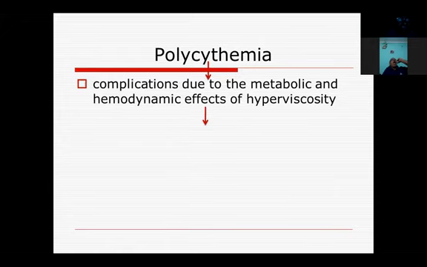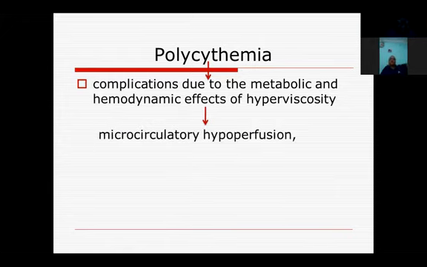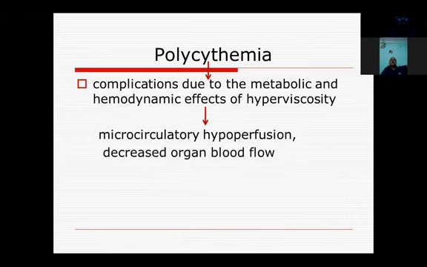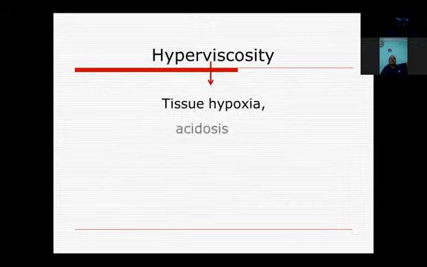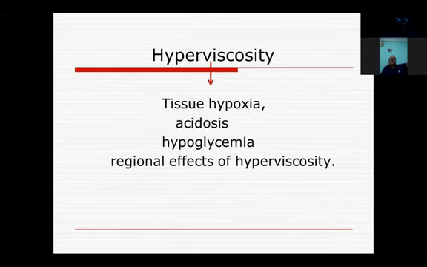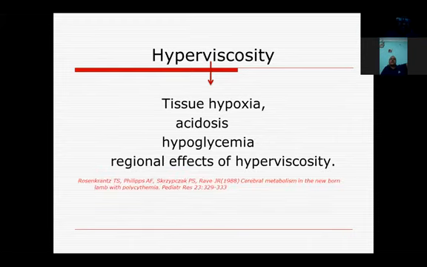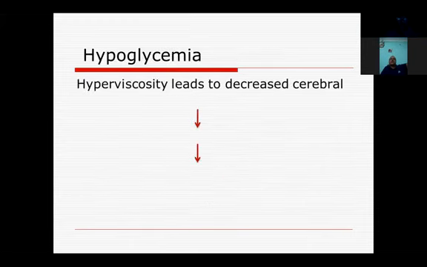So polycythemia complications are due to metabolic and hemodynamic effects of hyperviscosity. Microcirculatory perfusion will be deranged. There will be decreased organ blood flow, multi-organ dysfunction syndrome, and increased destruction of erythrocyte mass along with hyper or hypovolemia, resulting in tissue hypoxia, acidosis, hypoglycemia, and regional effects of hyperviscosity.